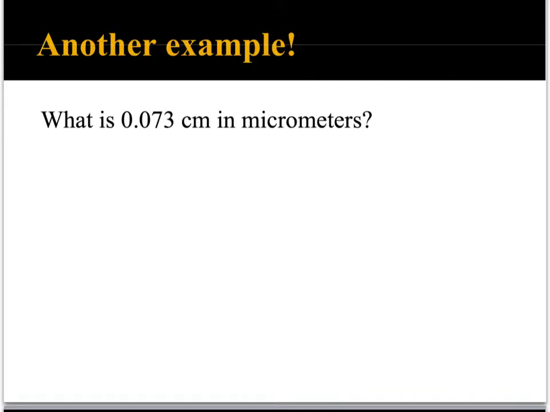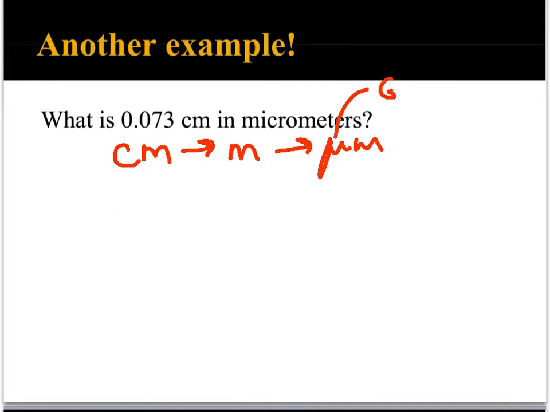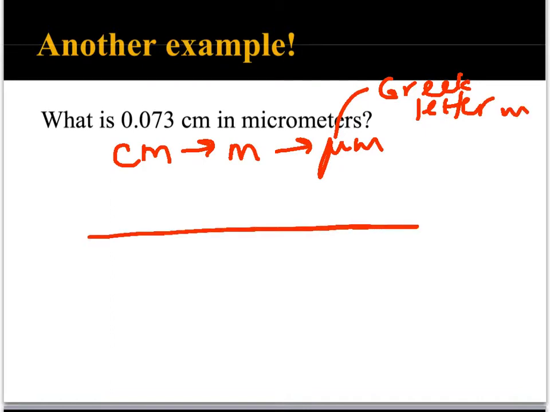All right, so in solving this problem, we're going to do dimensional analysis to convert 0.073 centimeters to micrometers. And I think the way we'll go about doing this one is to go from centimeters to meters to micrometers, okay? Just so that you're aware, right here, that is the Greek letter mu. And the Greek letter mu is micro. All right, so we're going to set up our picket fence just like we did the last time, okay?